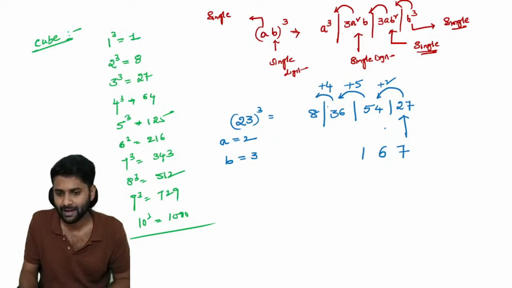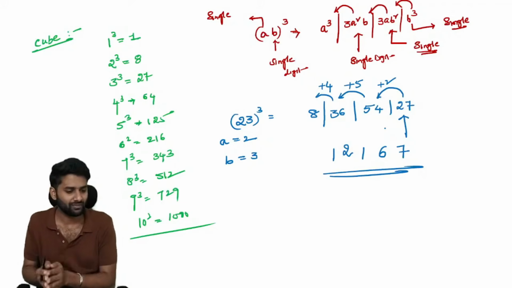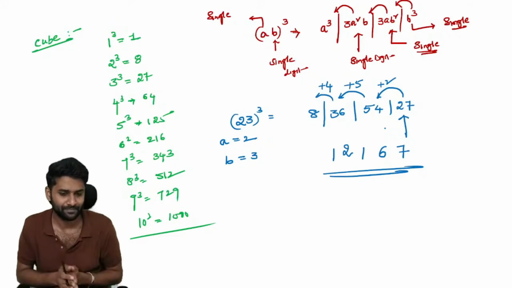Now finally 8 plus 4 is 12. It means here the value of 23 whole cube is 12,167. Is it clear?